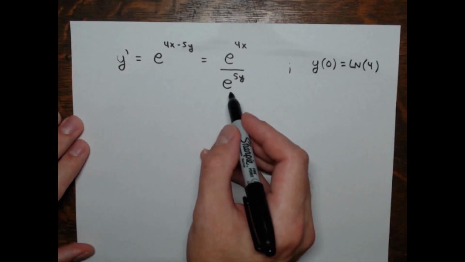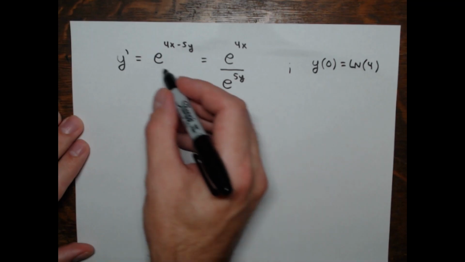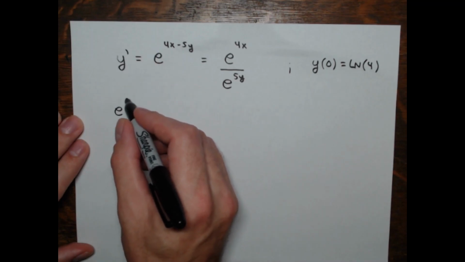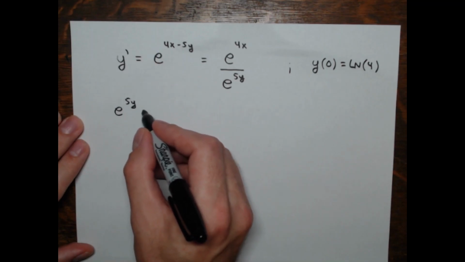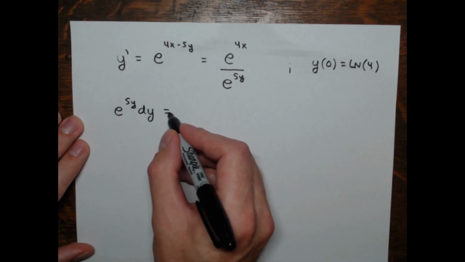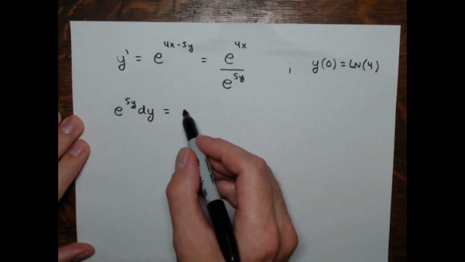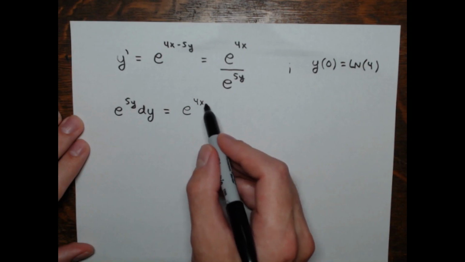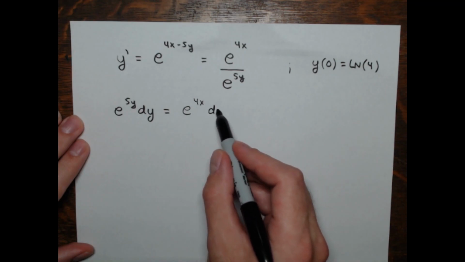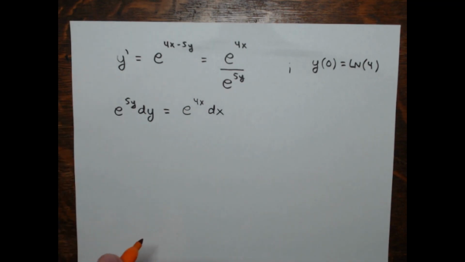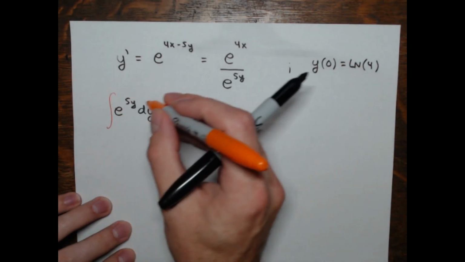All right, so let's solve this, do the separation, get the e to the 5y on the other side, multiply by e to the 5y, so we'd have e to the 5y dy on the left, and take the dx to the other side, e to the 4x dx. Now I have the separation of variables, we're going to integrate.